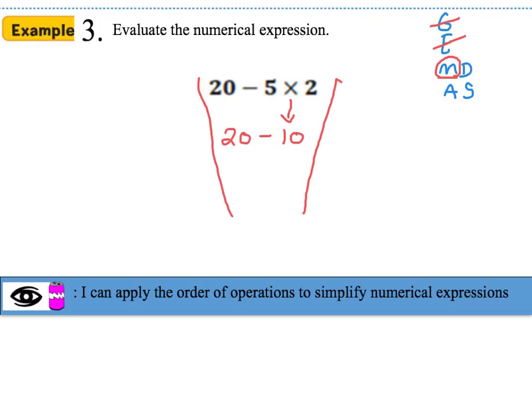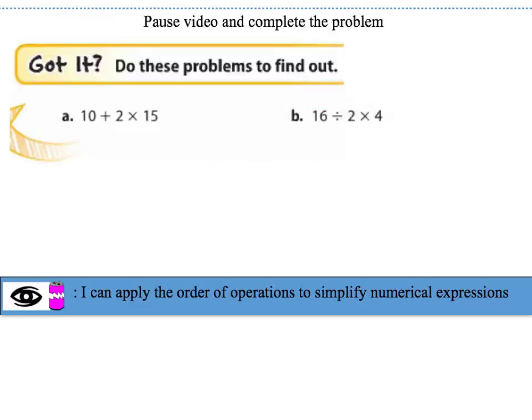And then I notice that it has a subtraction, so I'm just going to simplify the subtraction, and 20 minus 10 becomes 10, so my simplified answer becomes 10. If I didn't use the order of operations to solve this problem, then I would not have gotten 10 as my answer. So pause the video and complete the got it problems, and we'll discuss the answers in class tomorrow.